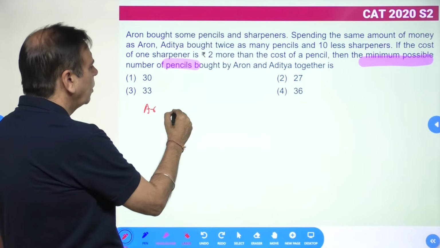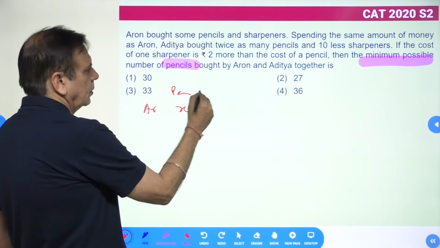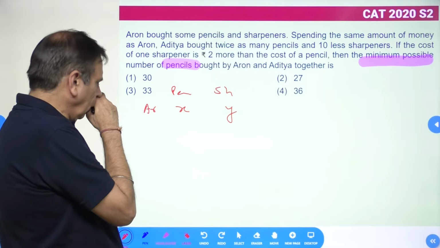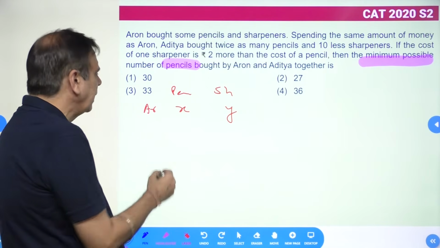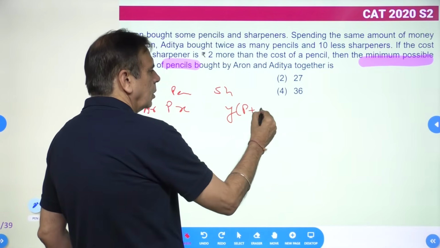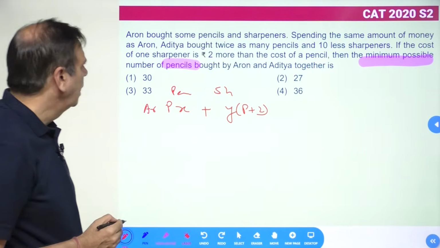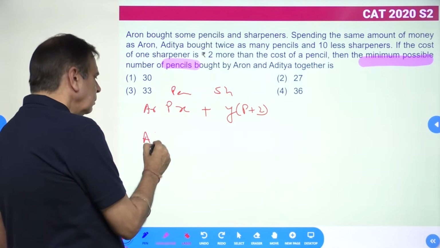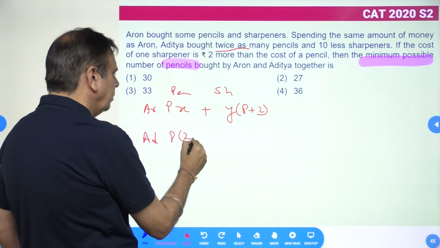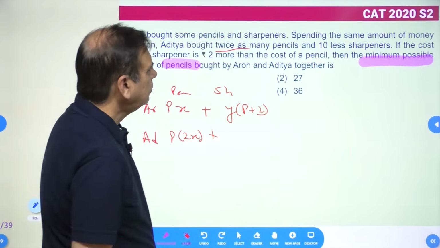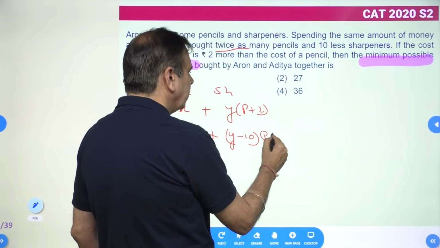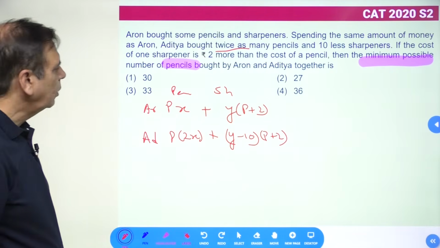What did Aaron do? He bought some x pencils and y sharpeners. The price is not given, so let me assume the price of a pencil is P and the sharpener will be P plus 2. So this is the total expenditure for Aaron. What about Aditya? He bought twice as many pencils, so his expenditure will be 2px, plus 10 fewer sharpeners. So sharpeners will be y minus 10, and the price of a sharpener is P plus 2. So this is the expenditure for Aditya.